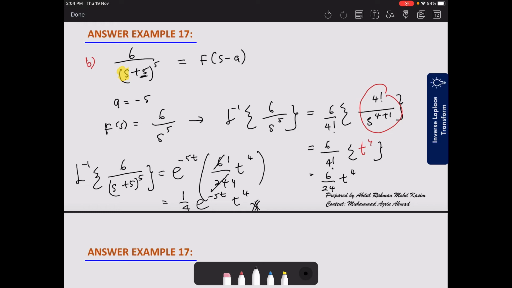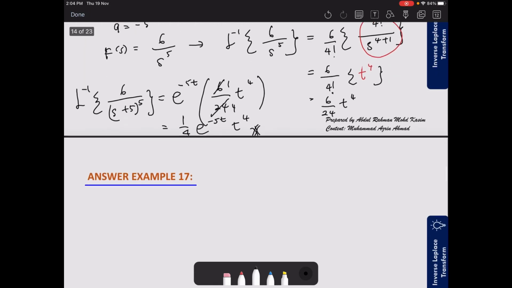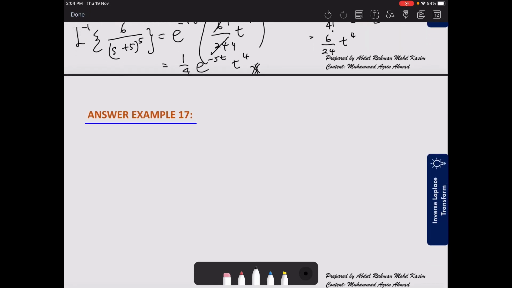So I hope you really understand how to use the first shift theorem. Okay, so what about if you have another challenging question? For example, if you have s plus 7 over here, and then we have s minus 3 squared plus 16. So how to do that?